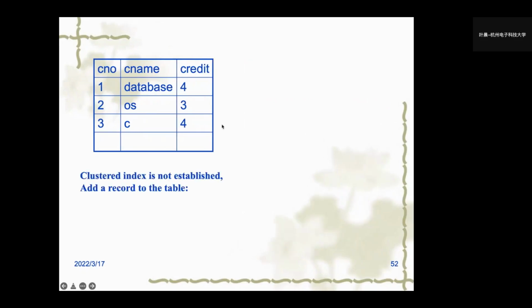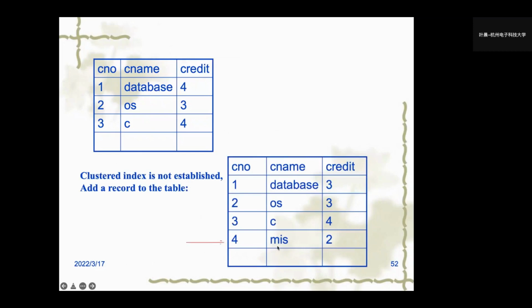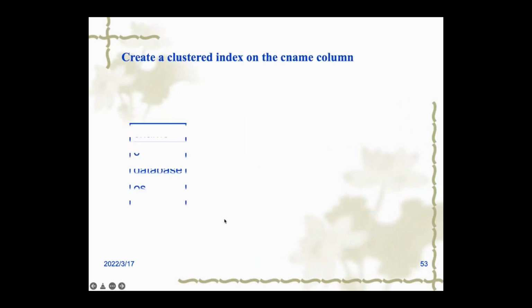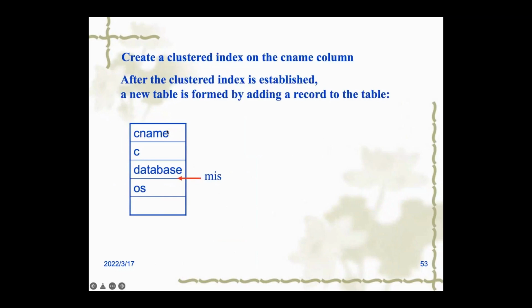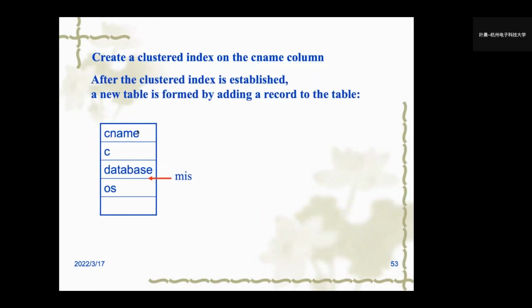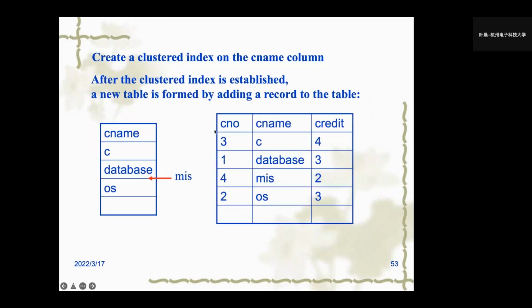And here we give an example. If the clustered index is not established, we add a record to the table like this. And if we create a clustered index on the CNAME column, then after the clustered index is established, a new table is formed by adding a record to the table. It's this one.